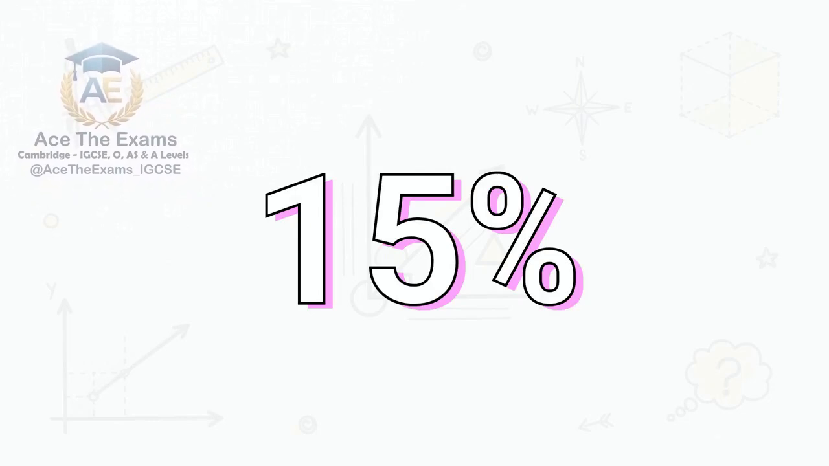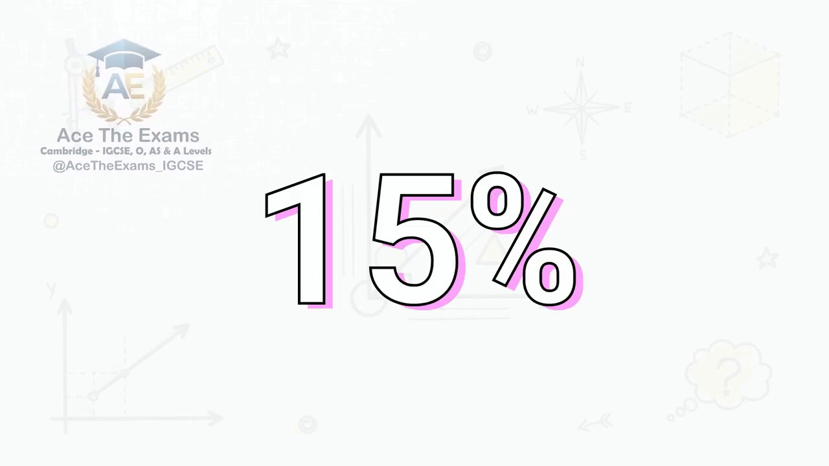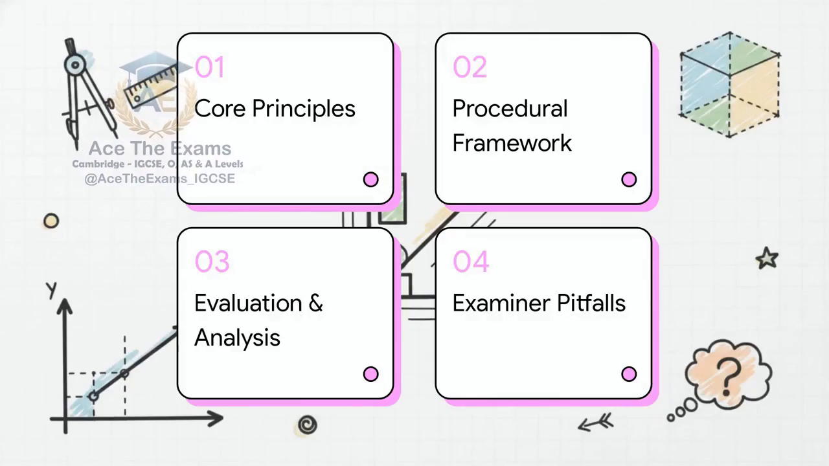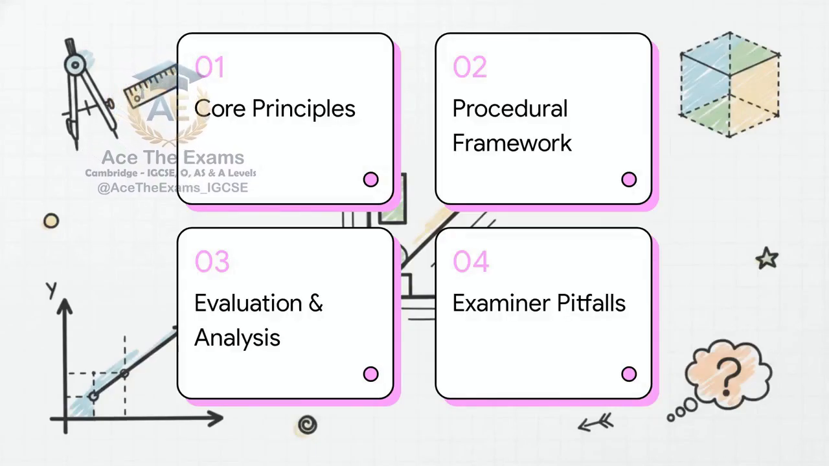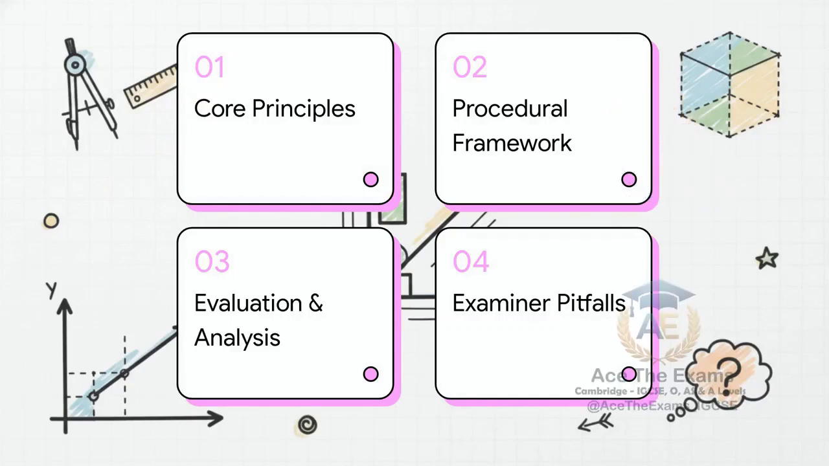We have to identify the time saves and aggressively cut out the time sinks, those secondary, non-essential steps that candidates write out but the examiner isn't even looking for. We've got a strict run path for this explainer. We're hitting the core principles, locking down the procedural framework, upgrading our evaluation and analytical thinking, and finally dodging the top examiner pitfalls. Let's go.